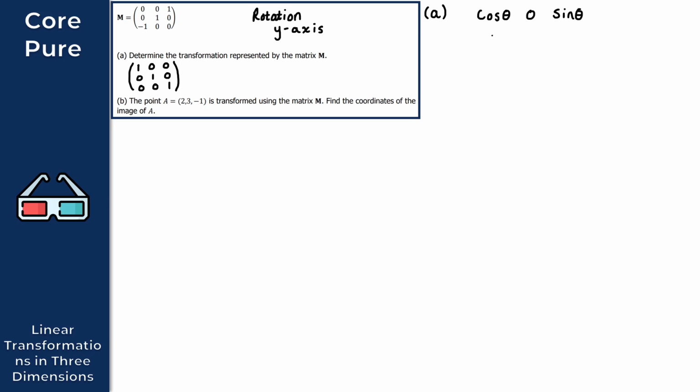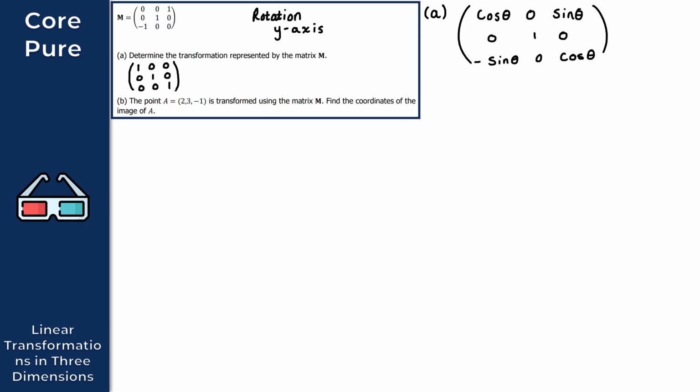We then get 0, 1, 0 here. And then finally for the bottom row here, we get minus sine theta, 0, and then finally cos theta here. Okay. So this matrix here then, this is the 3 by 3 rotation matrix about the y-axis.